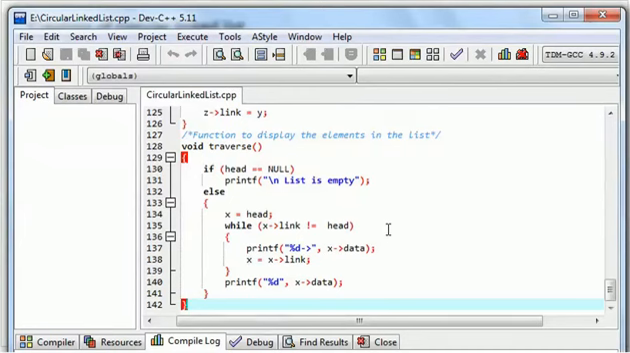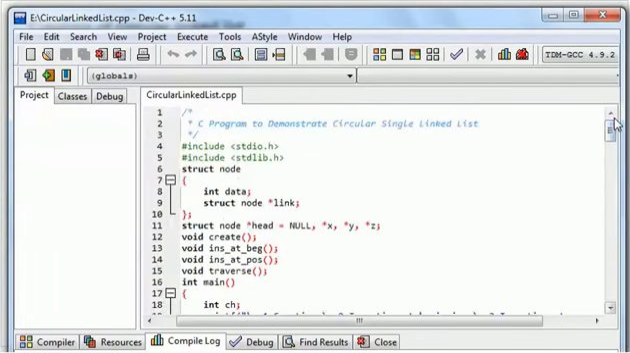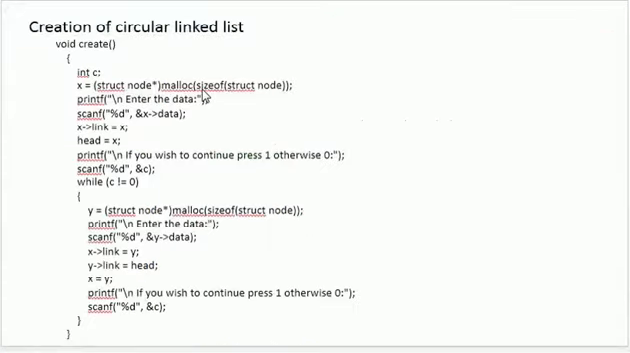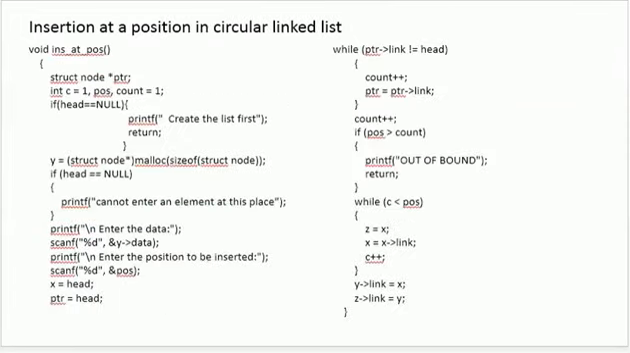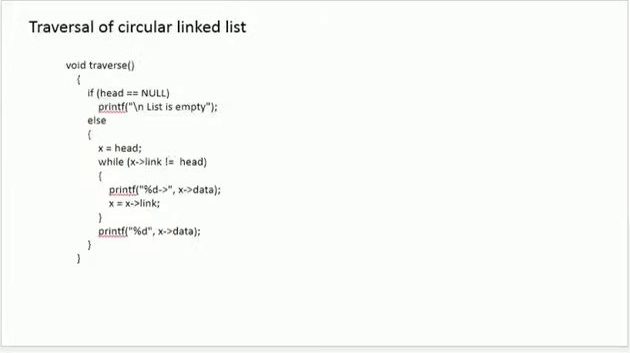So this was the simple program for creating and making insertions in the circular linked list. All these methods have been specified here also. So that was the complete program which we have seen, right?